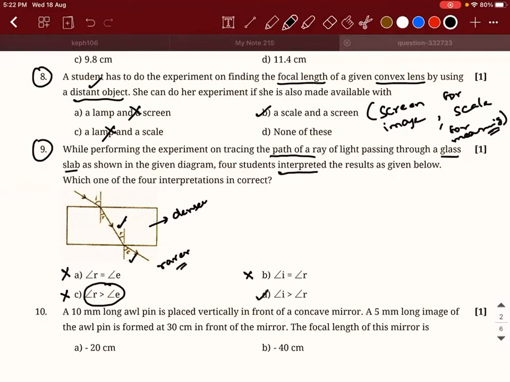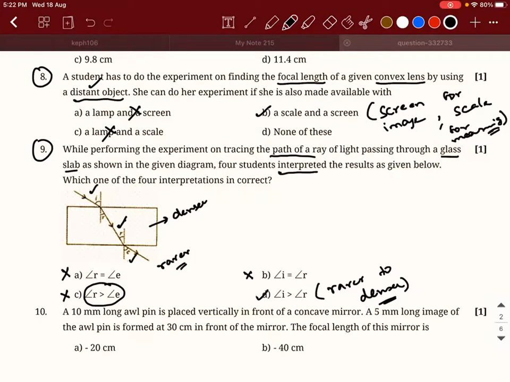Okay, this is the right option because light is traveling from rarer to denser medium. So when light is traveling from rarer to denser medium, the light bends towards the normal. When I say towards the normal, the angle of incidence in the first medium, the rarer medium, will be greater than the angle of refraction in the denser medium. Am I clear? Yes, sir.